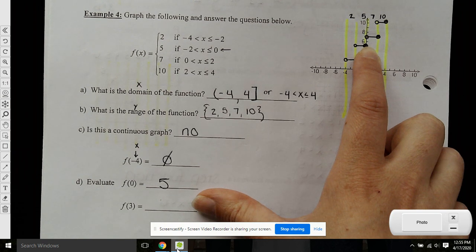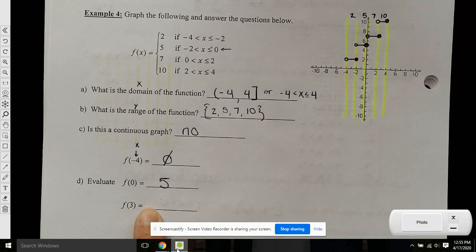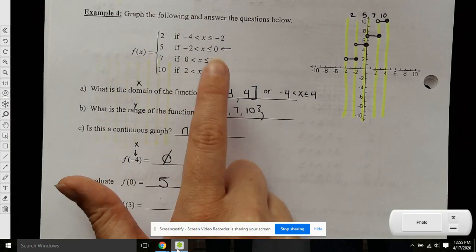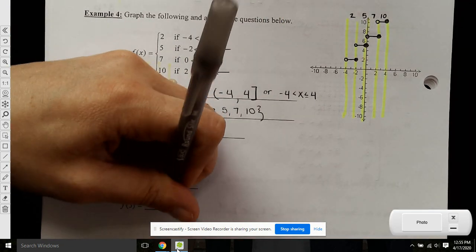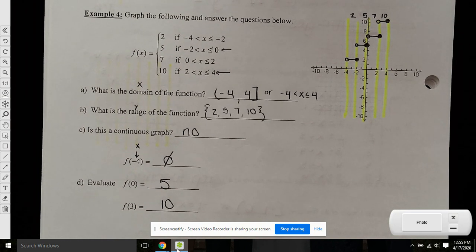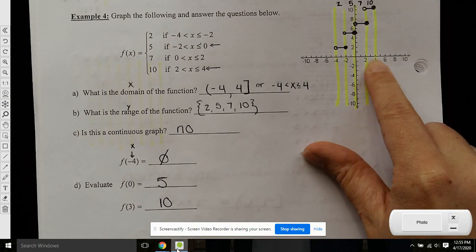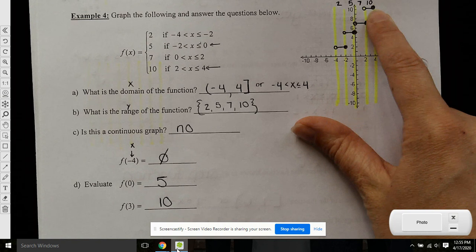And then the last one is f of 3. So 3 falls between 2 and 4. So that one's going to fall into this category. That's going to be 10. If I look at the graph, here's 3. The value at 3 is 10.